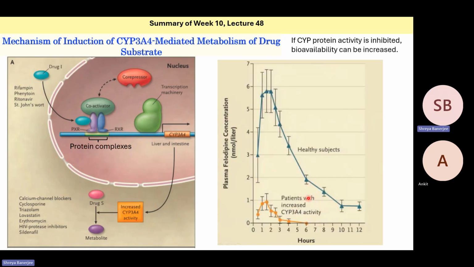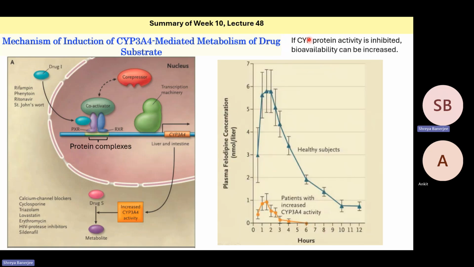In patients who have this disease with increased cytochrome P activity, increased cytochrome activity means increased metabolism of the drug, which means the bioavailability of the drug decreases. So not only does the maximum bioavailability of the drug decrease, but the bioavailability becomes zero much faster. In healthy patients, the drug was available in the bloodstream up to 10-11 hours. But in diseased patients, the bioavailability becomes zero after just 6 hours.